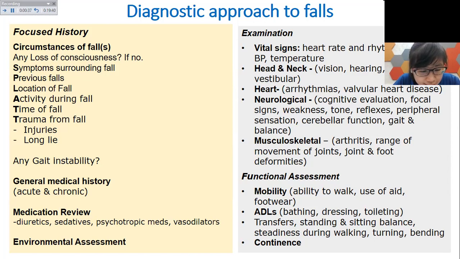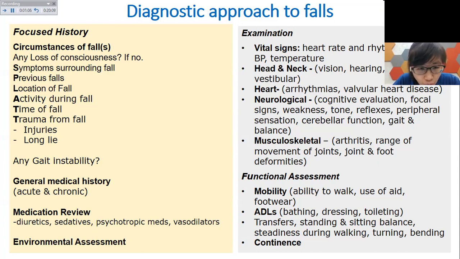So firstly, S for SPLATT. S for symptoms surrounding the falls, to find out whether there are any symptoms of dizziness, chest pain, breathlessness, any recent intercurrent illness, any tremors, any symptoms of incontinence, and weakness or numbness that they had before or during the falls. Next, looking at P, previous falls.